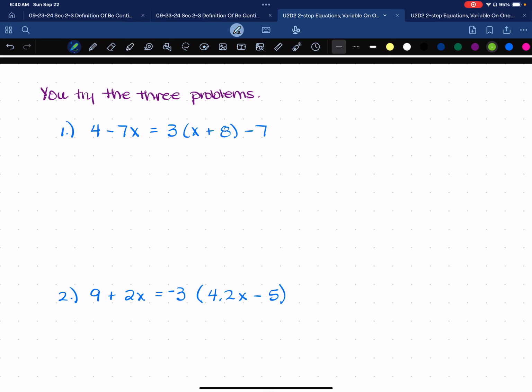Okay. With this first one, we do have something being multiplied by parentheses, and there's a plus or minus inside. Remember, it's always got to be multiplication on the outside and plus or minus on the inside, and then you can distribute.